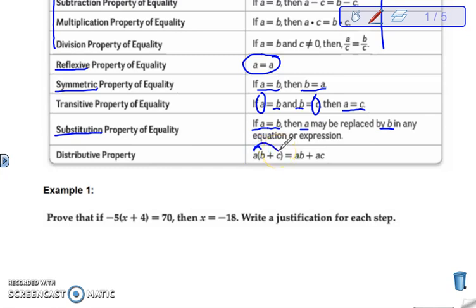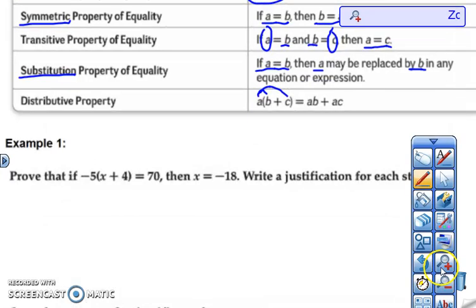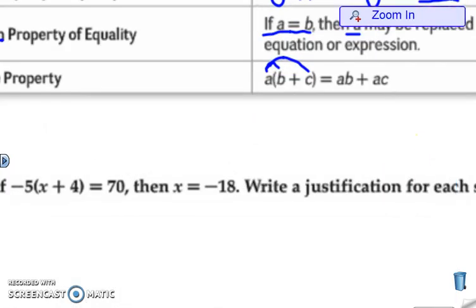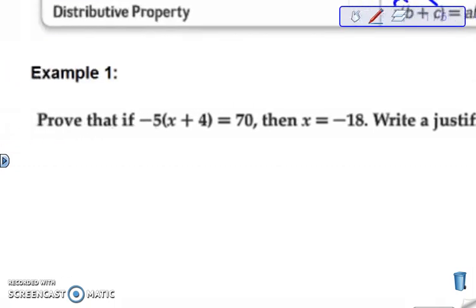And then finally, we know that the distributive property tells us that if we have a number in front of the parentheses, we can multiply it to whatever is inside of the parentheses, and it keeps the same value.